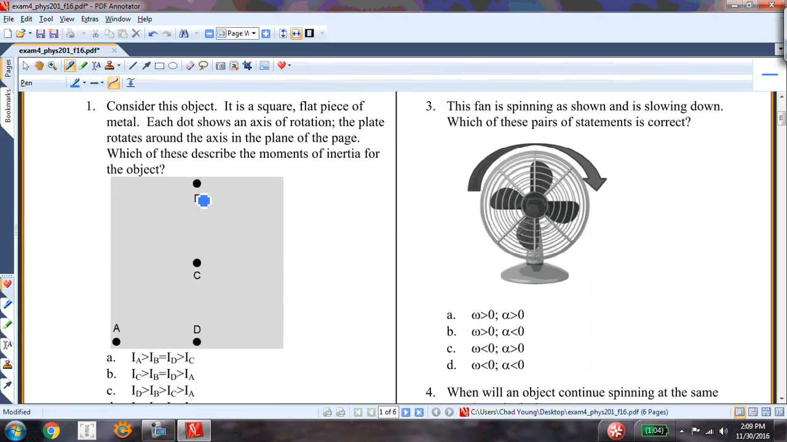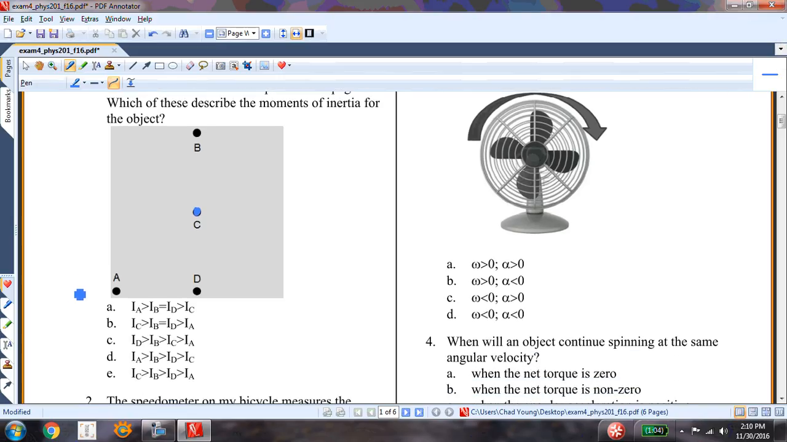Consider this object. It's a square flat piece of metal and each dot shows an axis of rotation. It rotates about an axis that's in the plane of the page. So it's as if it was rotating about this, it would rotate about in the plane, like the paper would rotate around. Which of these describes the moments of inertia?